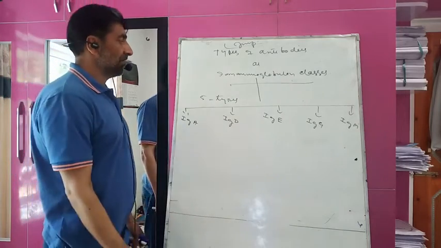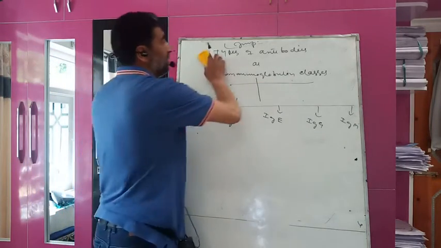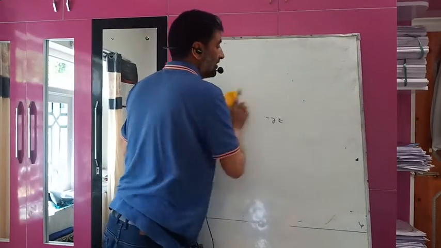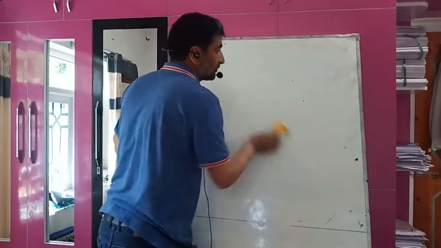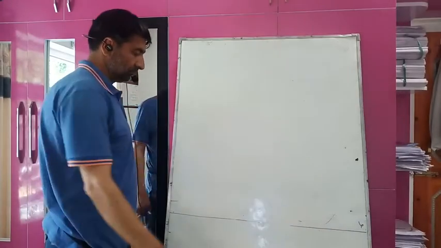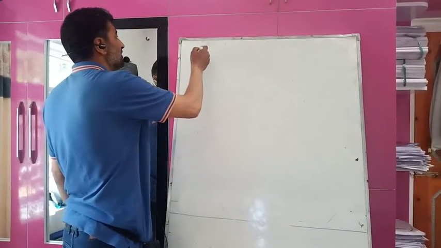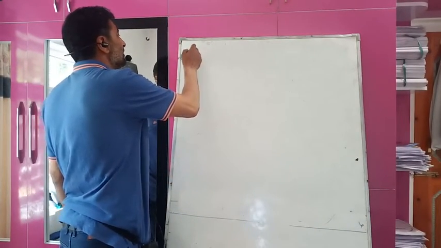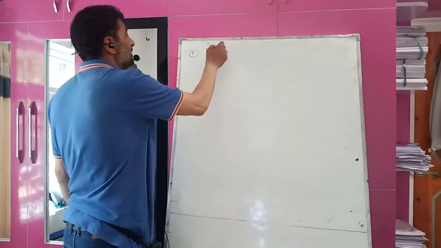You have to look at them one by one. Let us take these one by one. So, first is IgA.